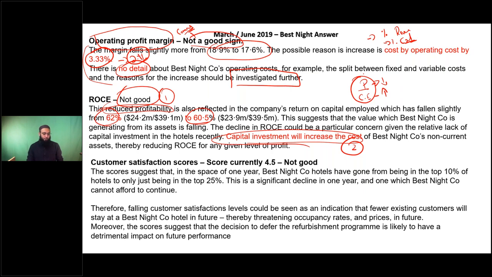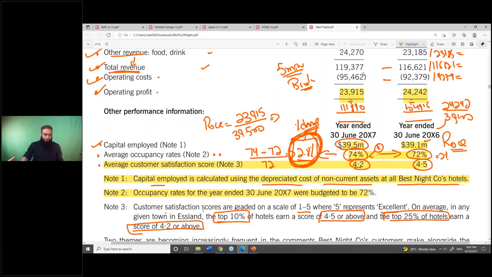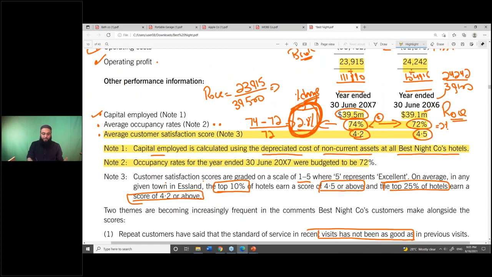Okay, perfect. Customer service scores. This is non-financial. This is the only thing which is non-financial, to be honest here. Your score was 4.5 and now you are at 4.2. So when you were 4.5, you were among the top 10 hotels.